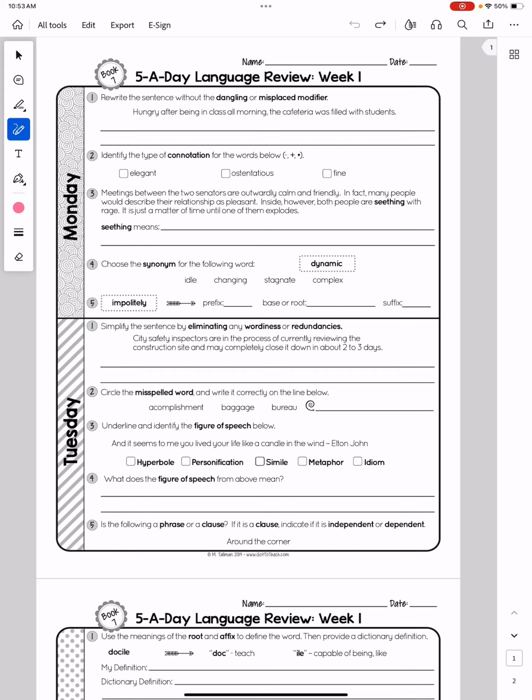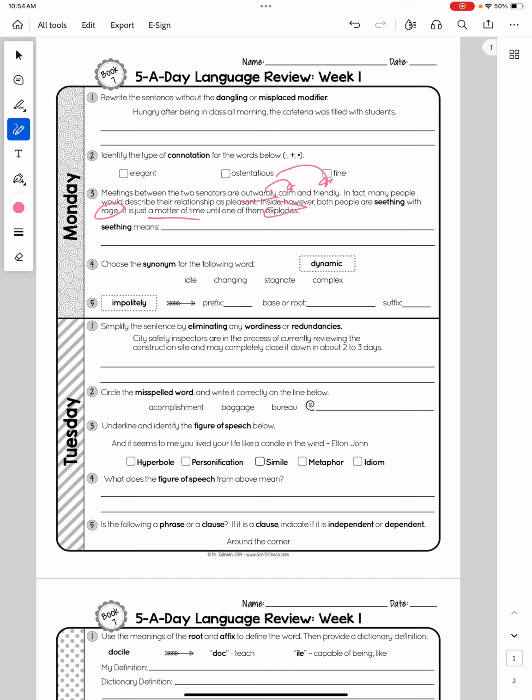But in this case, we don't want to do that because the whole point of number 3 on Monday Language Review is context. It's helping you train your ability to understand or make sense of words based on the context they're in. So we can look at a word like seething and see that it's surrounded by words like rage and explode and matter of time, and outwardly they appear to be calm and friendly.